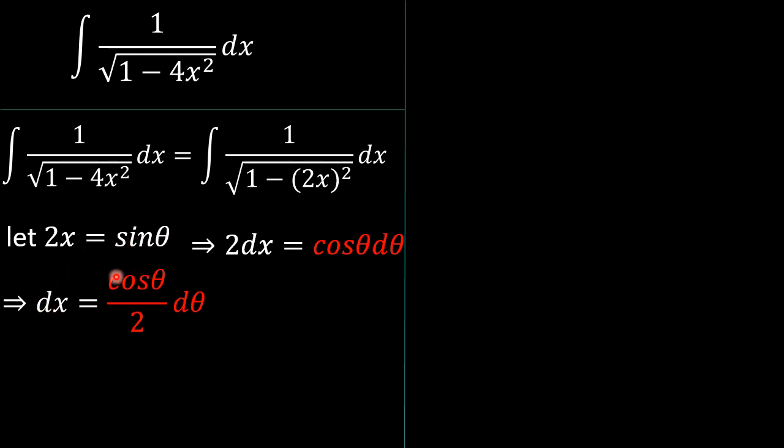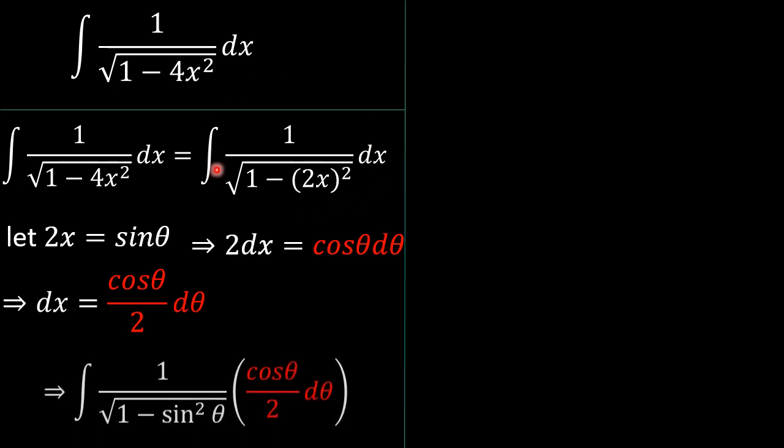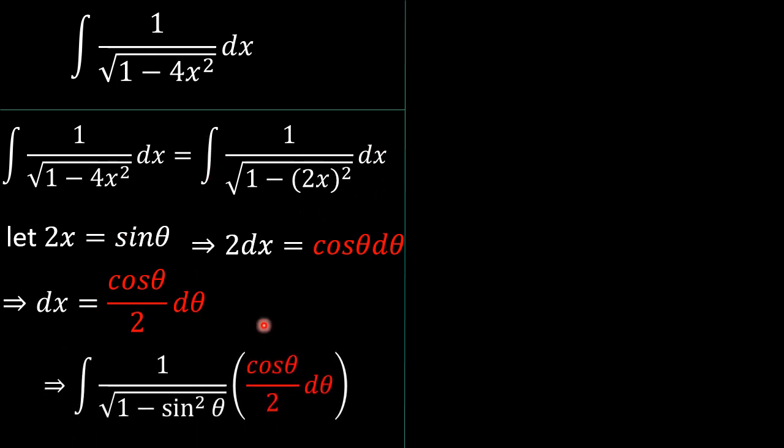Now I think we are ready to take this integral from the x world to the theta world. That therefore means that our original integral is going to translate into the integral of 1 over the square root of 1 minus what is our 2x? It is sine theta, so we have sine squared theta since it has been squared. Then what is our dx? Our dx is simply cos theta over 2 d theta. That's what we have here.